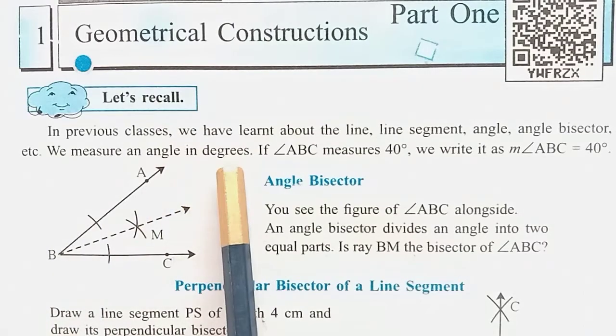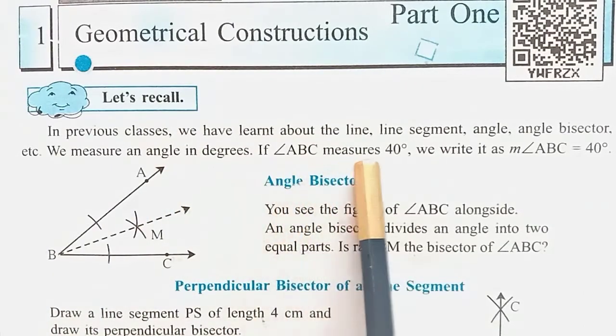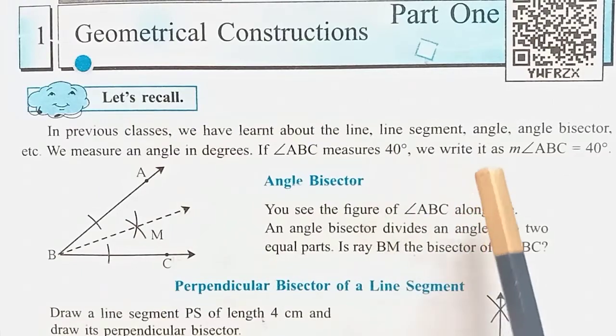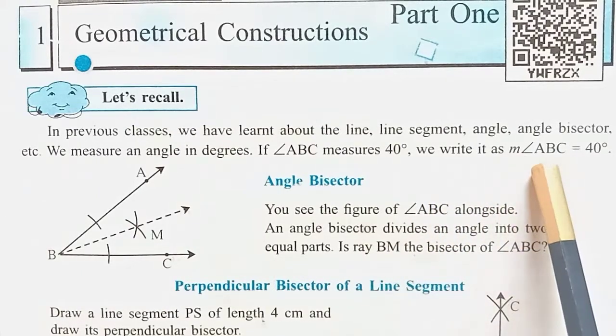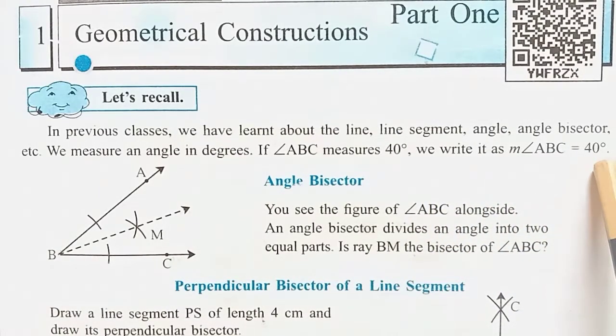We measure an angle in degrees. If angle ABC measures 40 degrees, we write it as m∠ABC = 40°. That is, the measure of angle ABC is equal to 40 degrees.